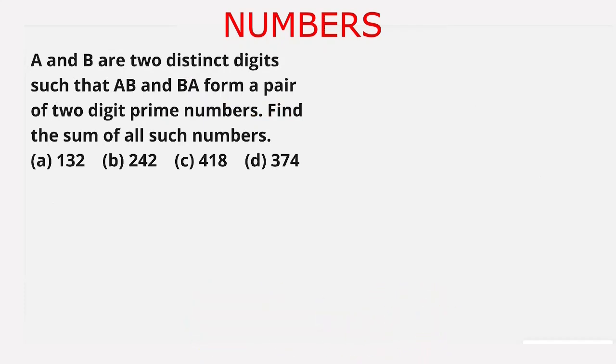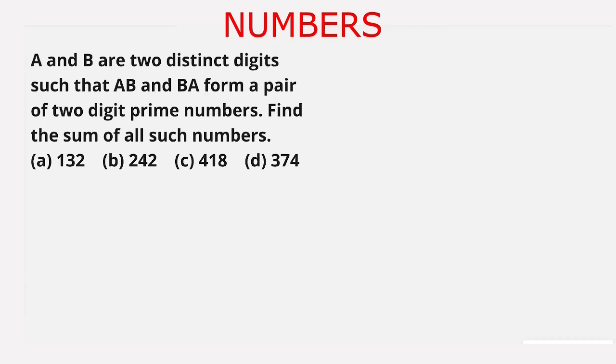A and B are two distinct digits such that AB and BA form a pair of two-digit prime numbers. So AB is one prime number and BA, after reversing the digits, is another prime number, and we have to find all such pairs of two-digit prime numbers, and then find the sum of it.